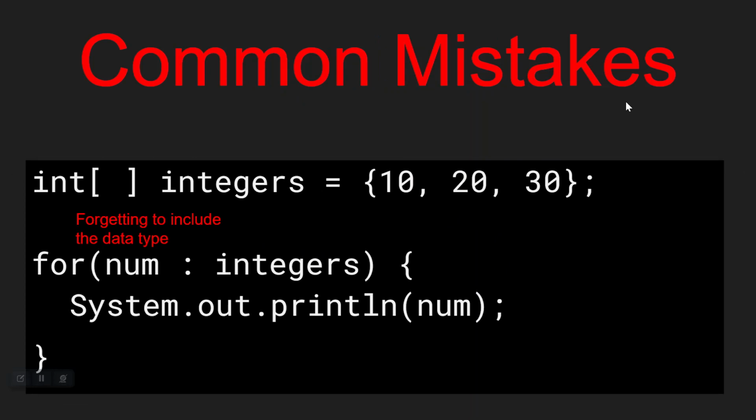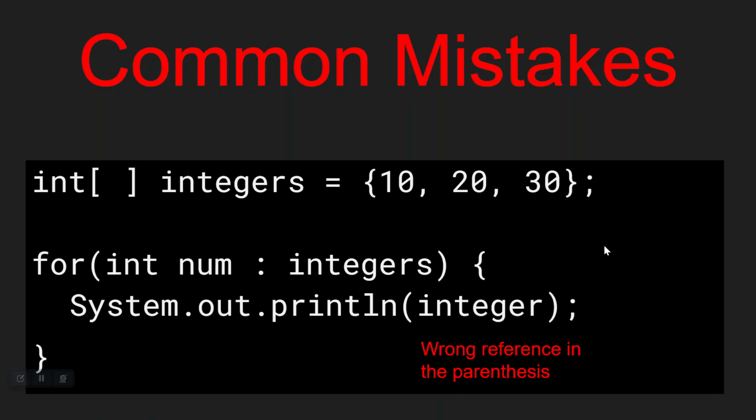All right, so a couple of common mistakes. Again, Java is all about memorizing the syntax and making sure that you're being careful to remember all the details. So the number one mistake that a lot of students make when writing an enhanced for loop is they forget to write the data type right here. So instead of for num in integers, it should say for int num in integers. It's important to have the data type here because what you're doing is you're actually declaring a new variable that will be used to traverse the array and make copies of these values for us to look at.